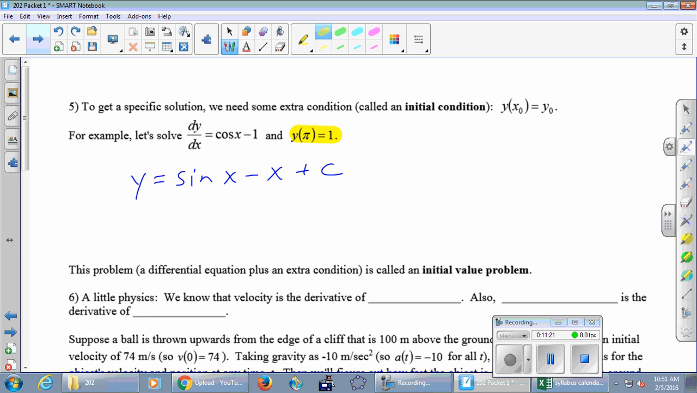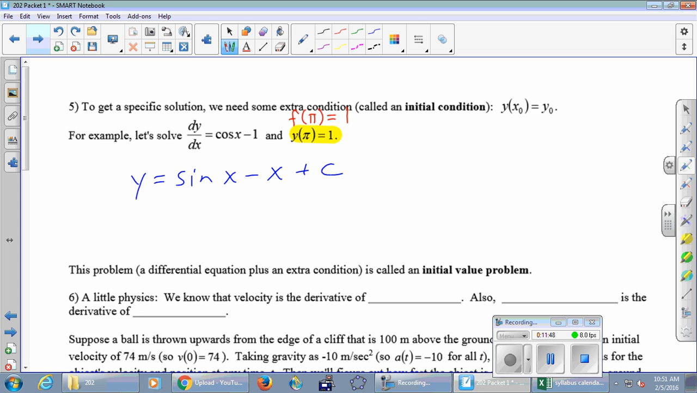Now, y of pi might look quite funny. This is the more standard way to write it, f of pi, but we're now just going to use the letter y a little bit and treat it just like our function notation f type thing. So what does that mean? Pi is going in for what letter? x, and 1 is going in for what letter? For y, and we will be left with an equation we can solve for c.